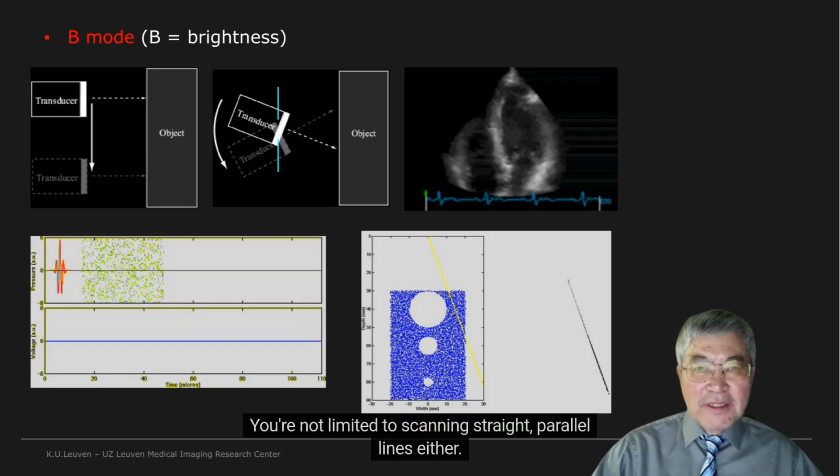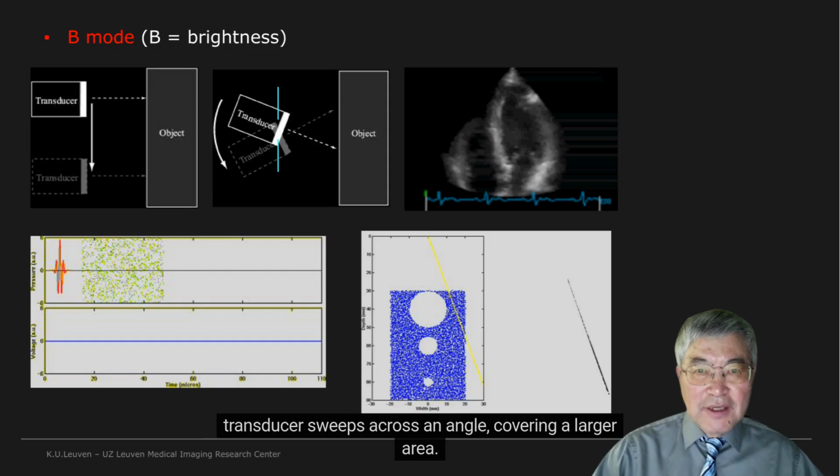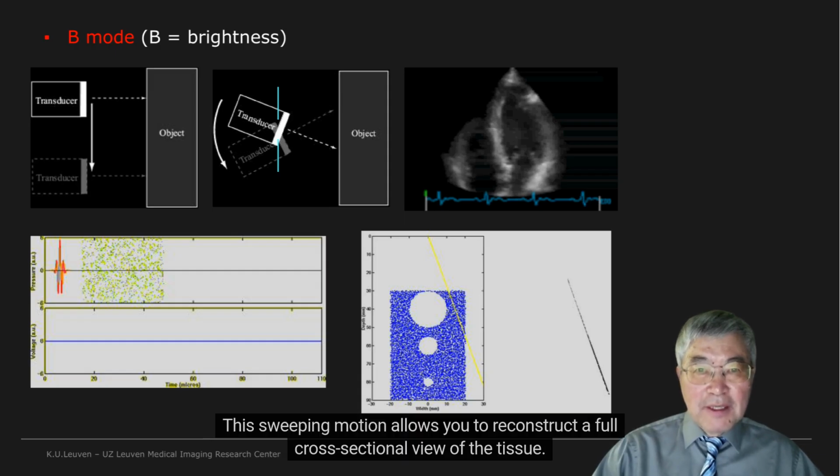You're not limited to scanning straight, parallel lines either. Just like in X-ray CT, you can use a fan beam geometry. Instead of sending one beam directly forward, the transducer sweeps across an angle, covering a larger area. This sweeping motion allows you to reconstruct a full cross-sectional view of the tissue.